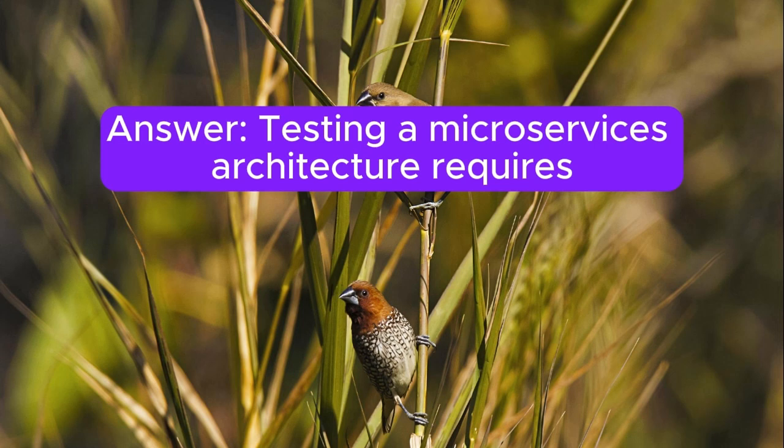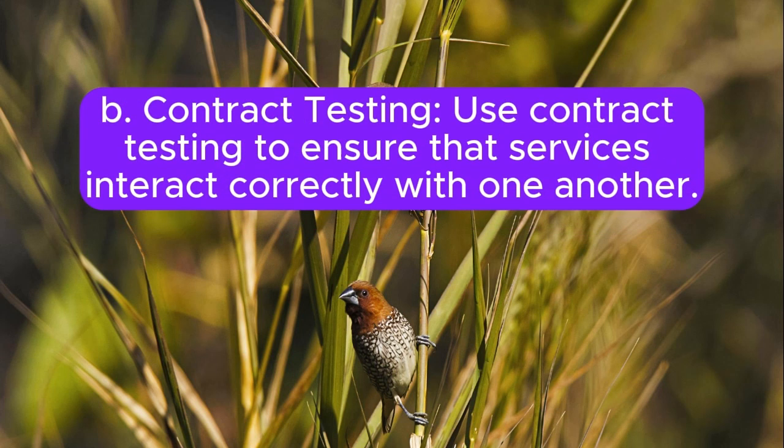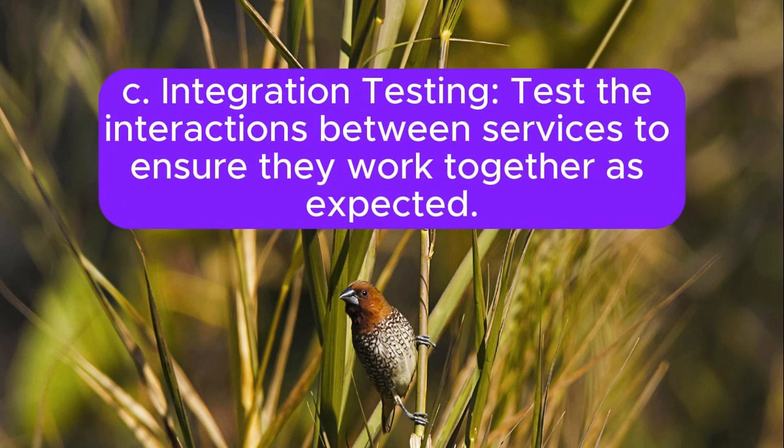Answer: Testing a microservices architecture requires: A. API testing. Implement automated tests for each service's API using tools like Postman or REST Assured. B. Contract testing. Use contract testing to ensure that services interact correctly with one another. C. Integration testing.